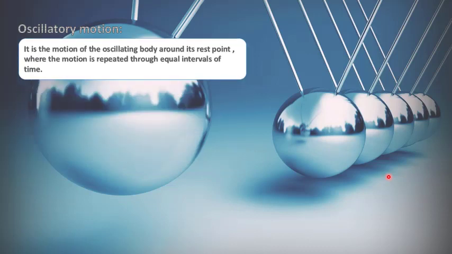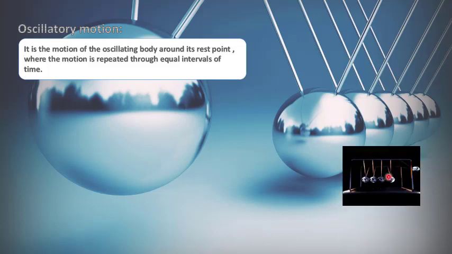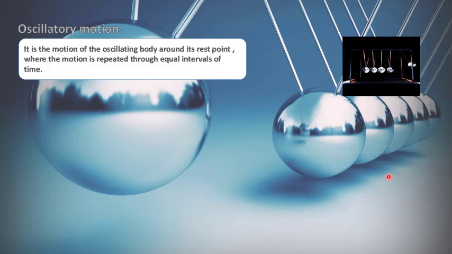Oscillatory motion is the motion of the oscillating body around its rest point, where the motion is repeated through equal intervals of time, like we see here in this image. The pendulum moves around its rest point. Okay.